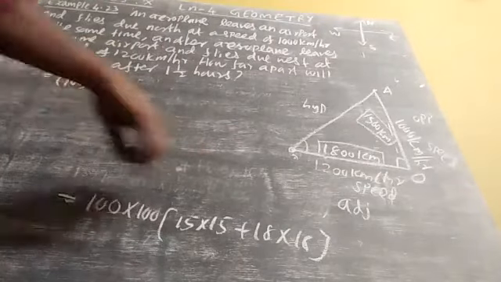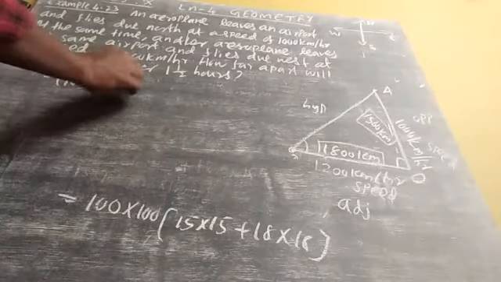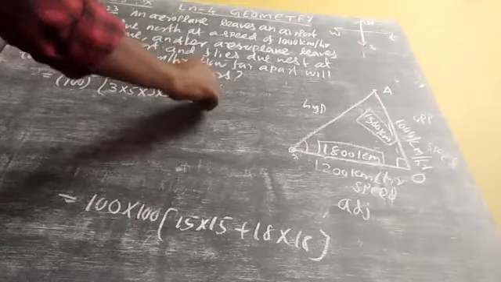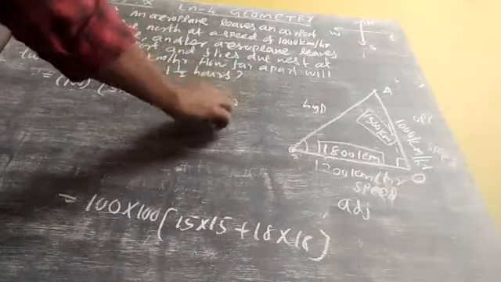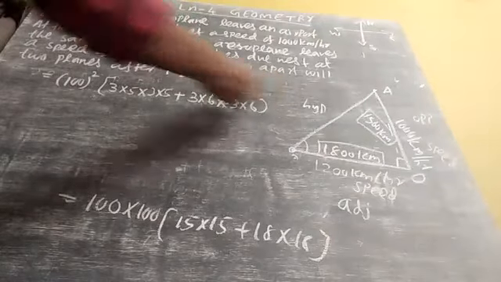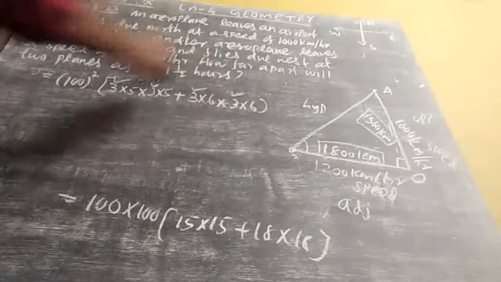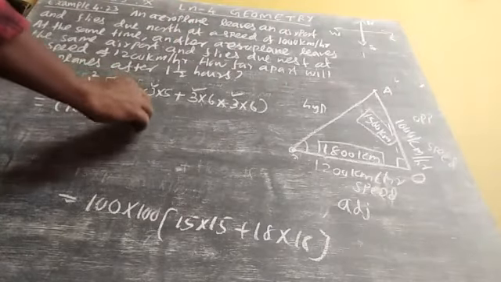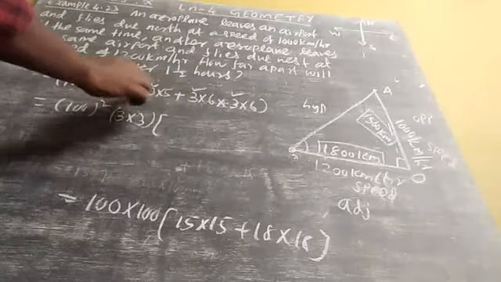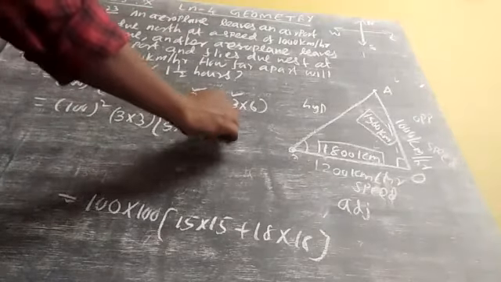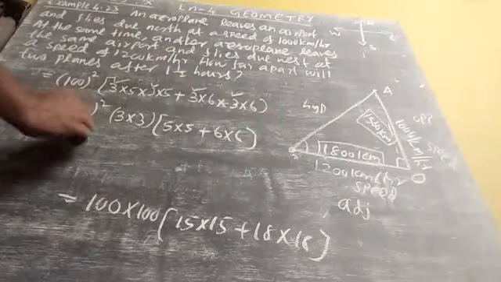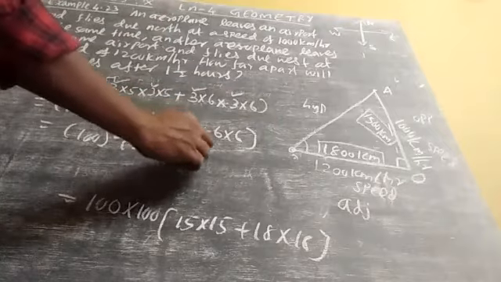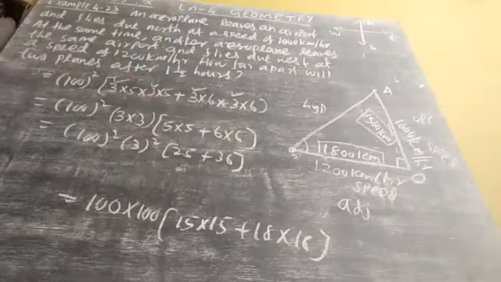Again, this 15 I am splitting: 3 into 5. 18 I can split as 3 into 6. See, 3 is common here and here also. Take it outside: 100 square into 3 into 3. Remaining will be 5 into 5 plus 6 into 6. So here 100 square, here 3 square, 5 5s are 25, 6 6s are 36.